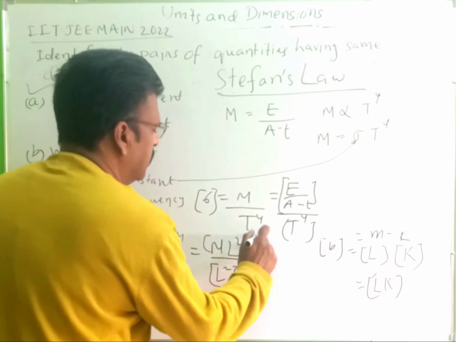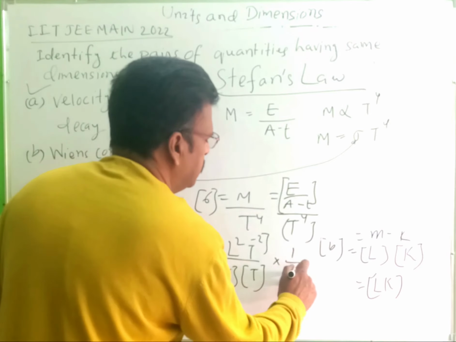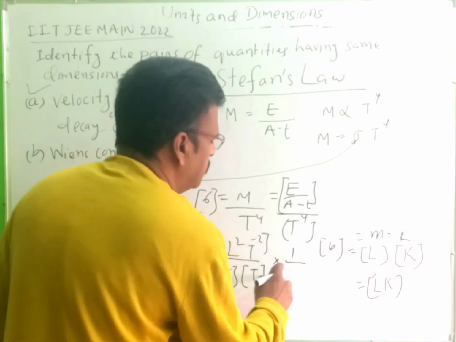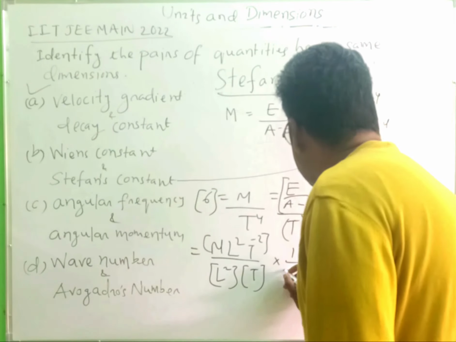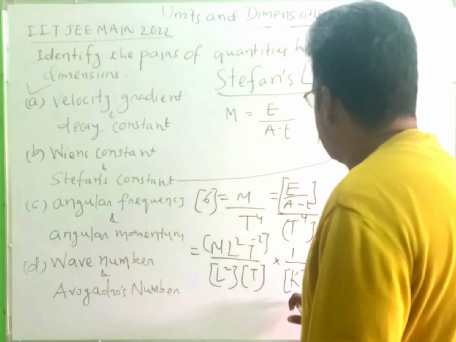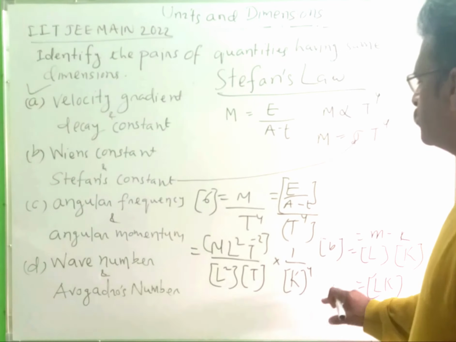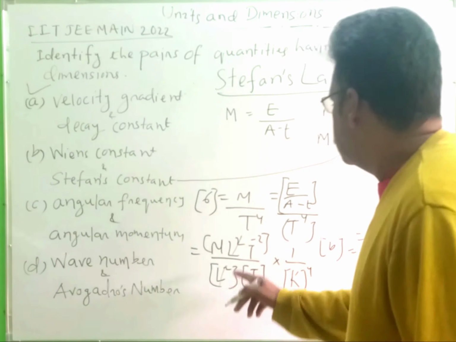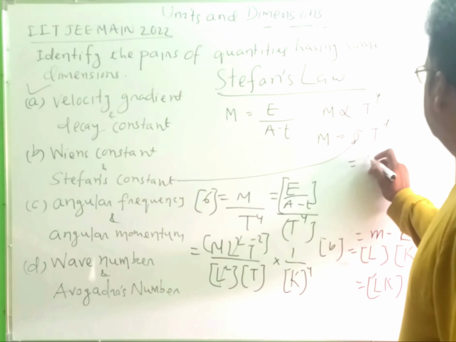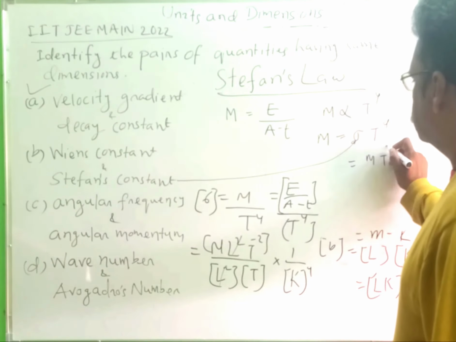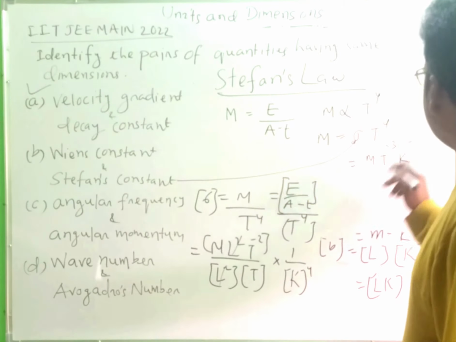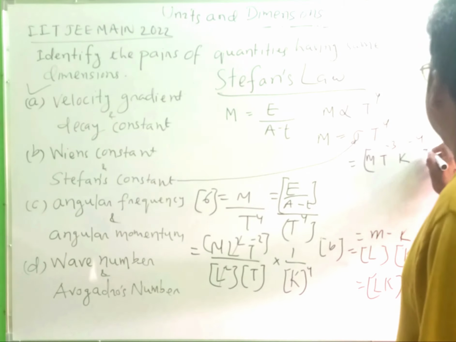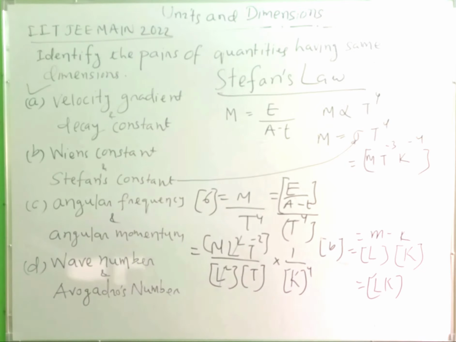Okay student, and this is 1 by K⁴. We write the temperature as K, degree Kelvin. In the dimensional formula we write it as K. So students, this L² gets cancelled. This becomes M T⁻³ K⁻⁴. This is the dimensions of Stefan's constant.